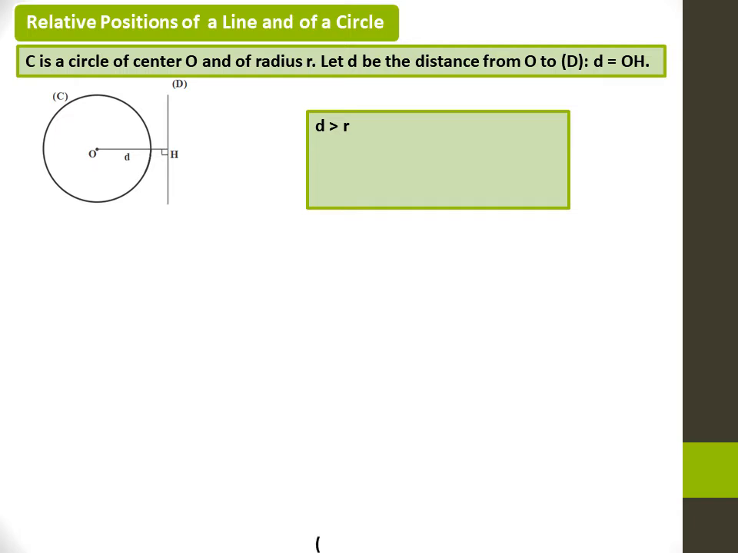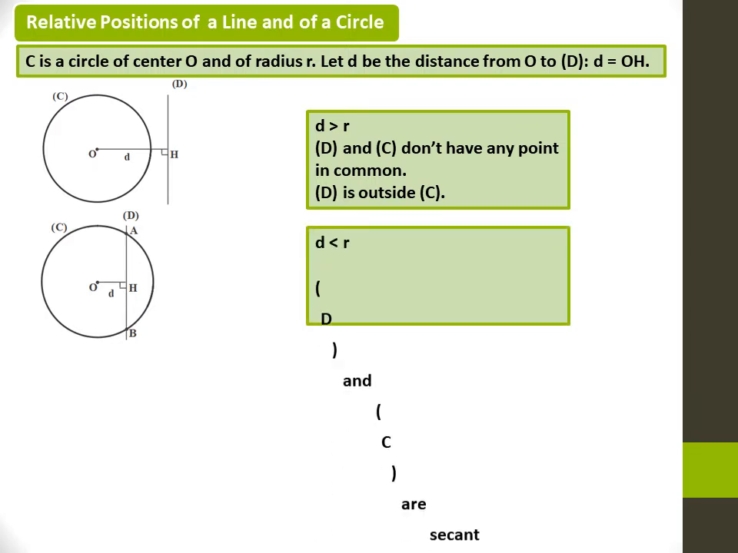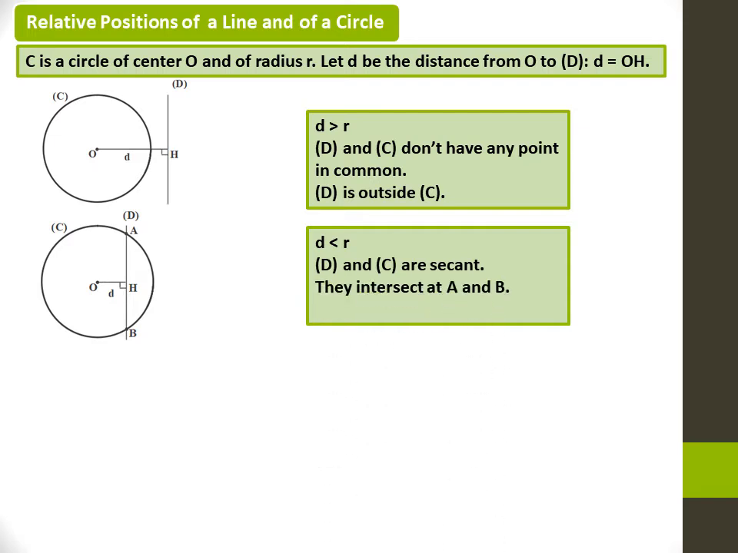In the first case, D is greater than R. Line D and circle C don't have any point in common. D is outside C. In the second case, D is less than R. D and C are secant. They intersect at A and B. D is a secant to C.